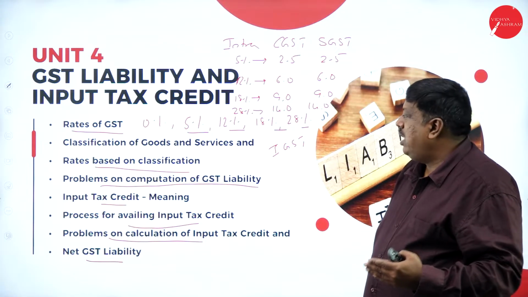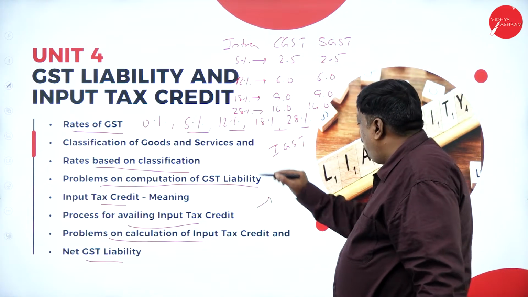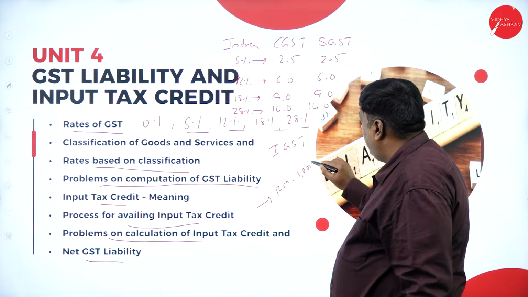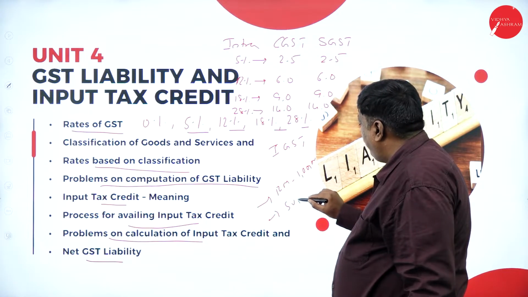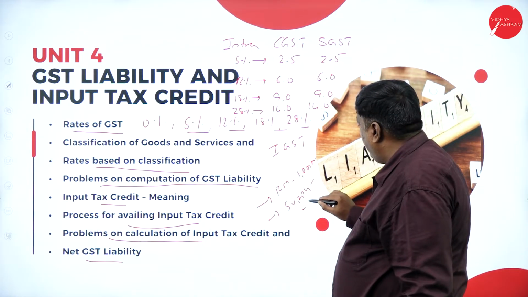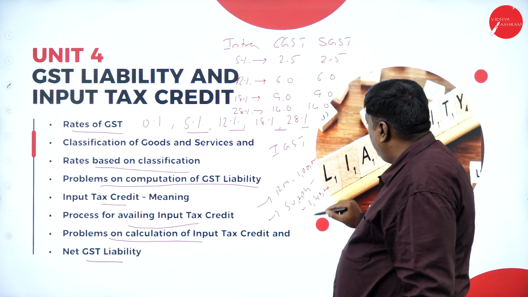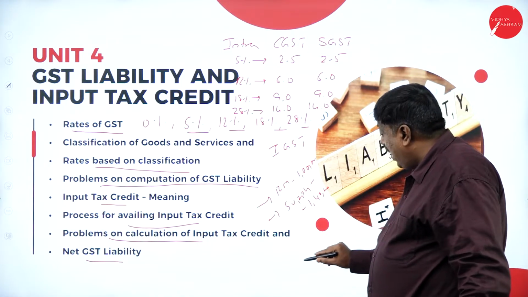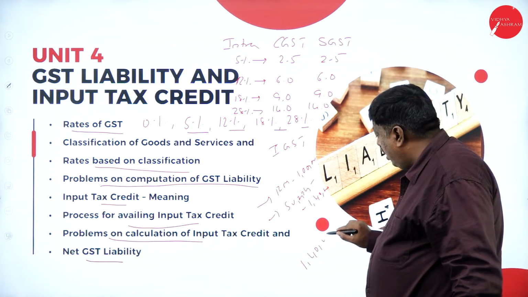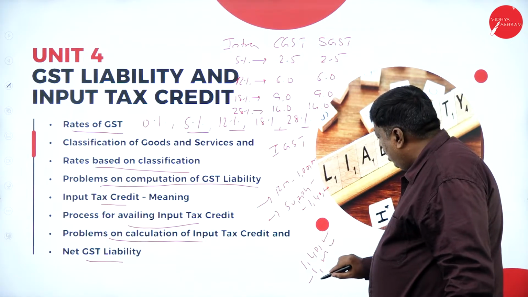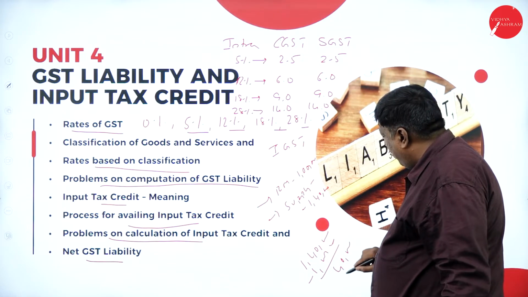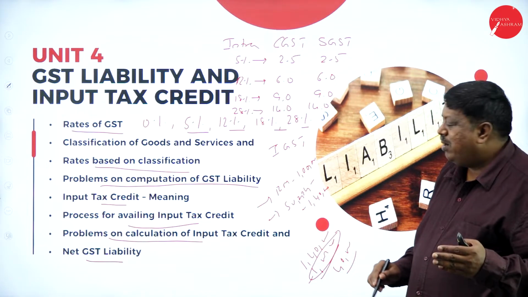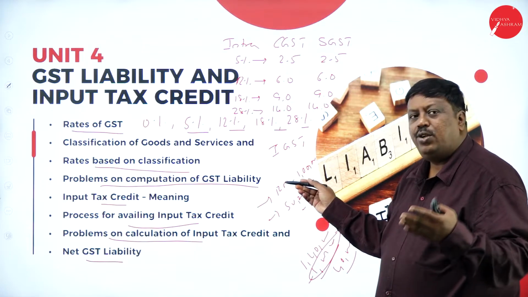And what benefit is he going to enjoy? Assume that at the time of acquiring raw material, I have paid tax of 1 lakh, and at the time of supply, I have collected 1,40,000 tax. Already I have paid 1 lakh, and here I am collecting tax of 1,40,000. So 1,40,000 minus 1 lakh, 40,000 is the GST payable, and this 1 lakh is called input tax credit, available for the person who is going to convert the raw material into finished goods.